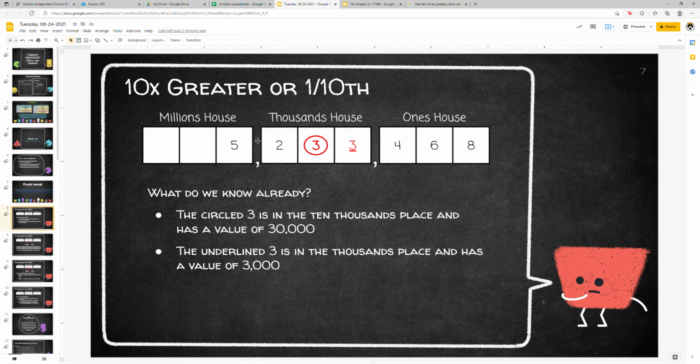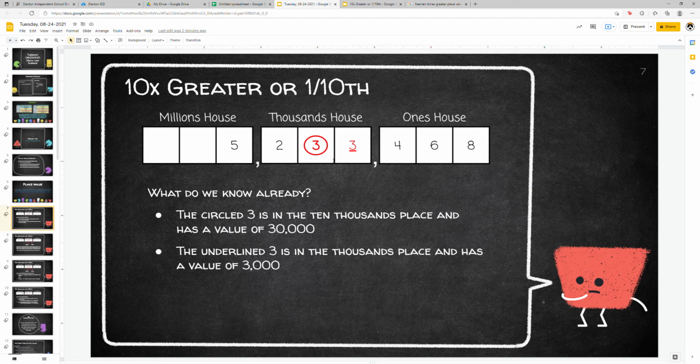Let's start here. I have a place value chart on this slide. You'll notice two of those numbers are highlighted in red, so they stand out. First thing to notice, they both have a 3 in each of those place value spots. There's a 3 in the thousands place and a 3 in the 10,000s place. So that helps us understand part of the next information.